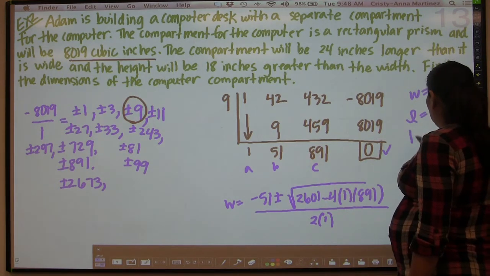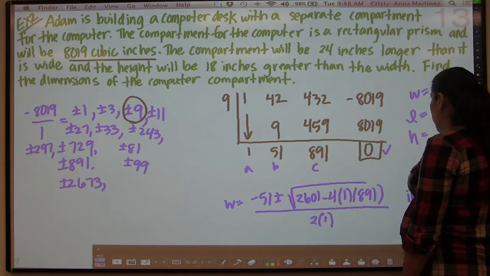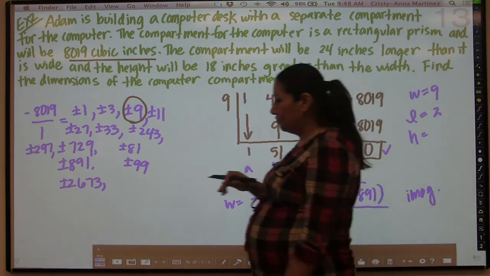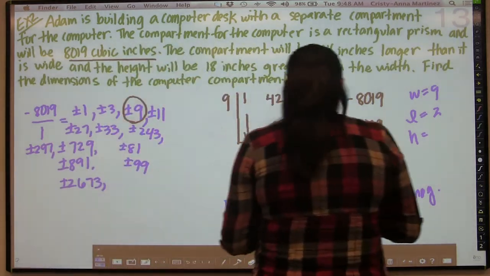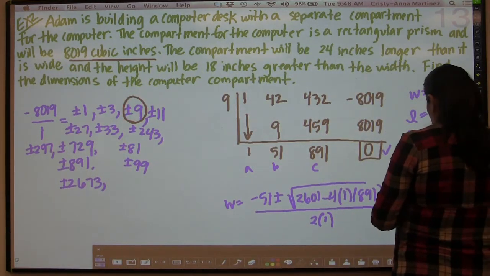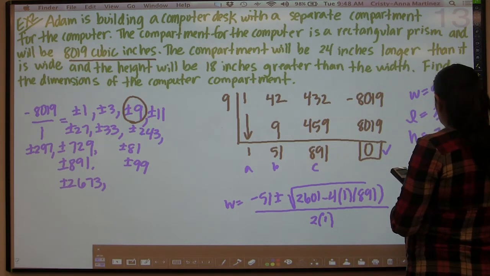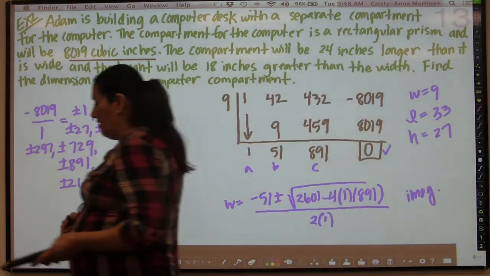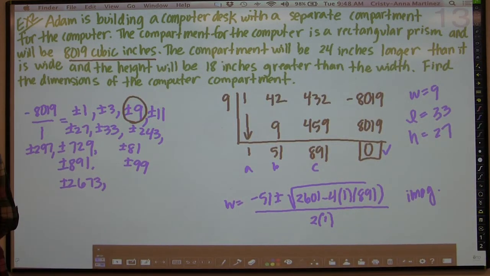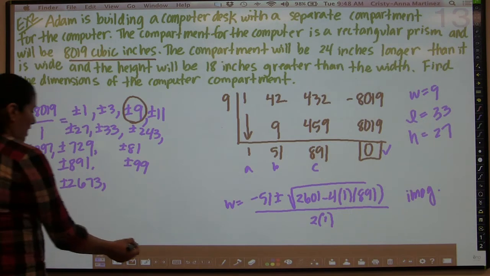And then we have length, and we have height, and I think the length was 9 plus 24, which would be 33. And then the other one I'm trying to remember was, I think 9 plus 18. I think I already erased that portion that we had just started with. But yes, so basically it was W plus 24, which was the 33, and then W plus 18, so 9 plus 18, which is 27. So your dimensions are going to be 9 by 33 by 27.